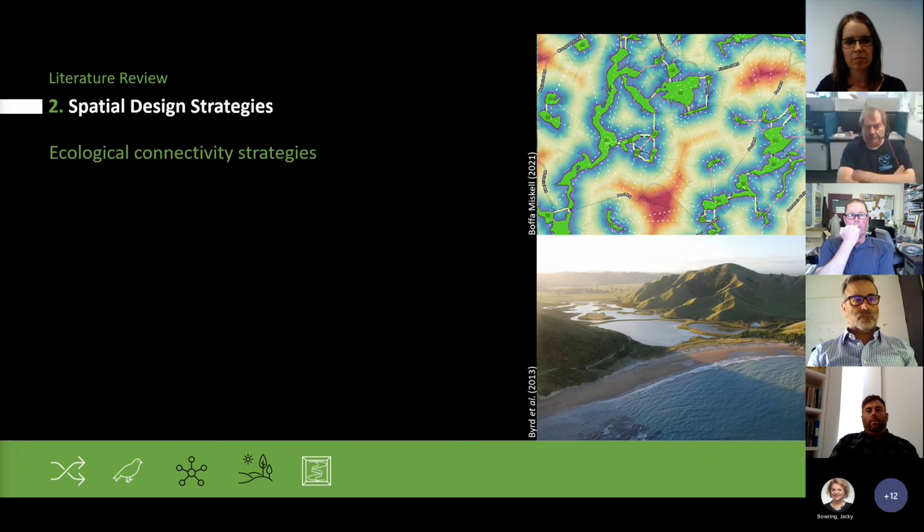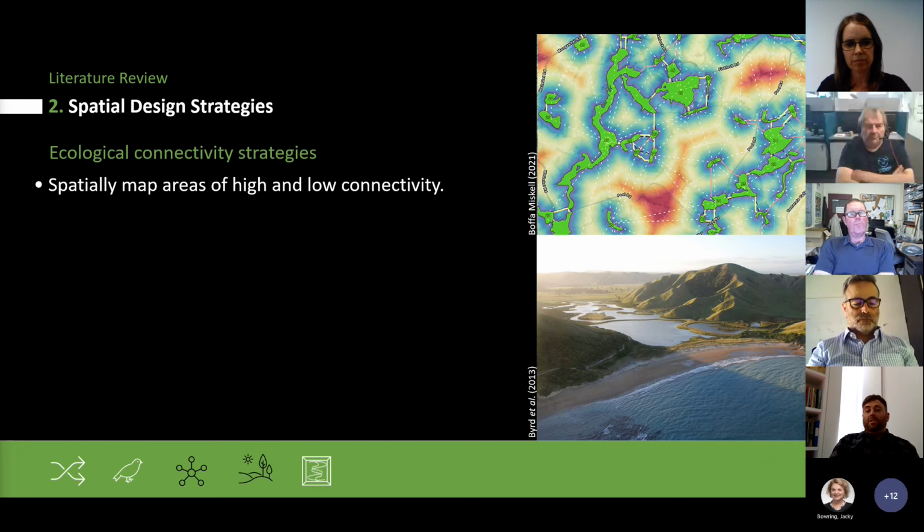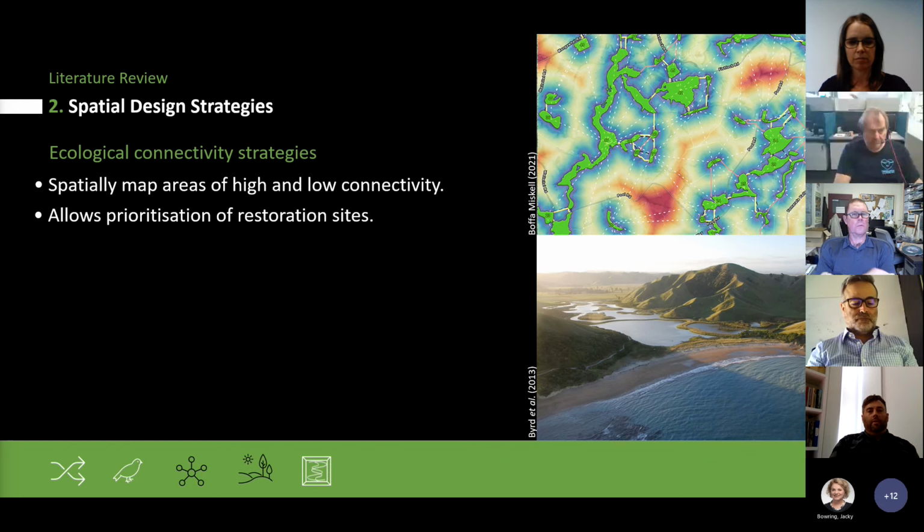The next spatial design strategy that we'll look at is the ecological connectivity strategy, where you spatially map areas of high and low connectivity, so patches, corridors, etc. And that allows you to prioritize areas that require restoration, or maybe new planting or a new corridor or whatever needs to be done. And one of the cool things is this is used as an ArcGIS linkage mapper tool, and so it can be shared widely online.